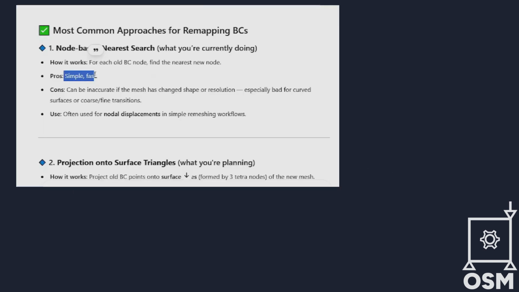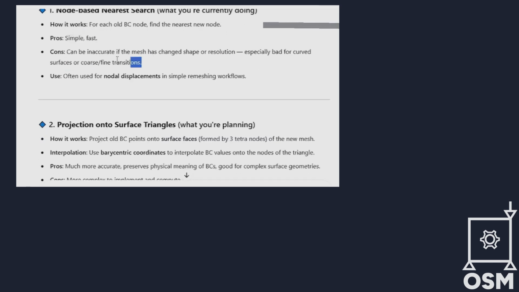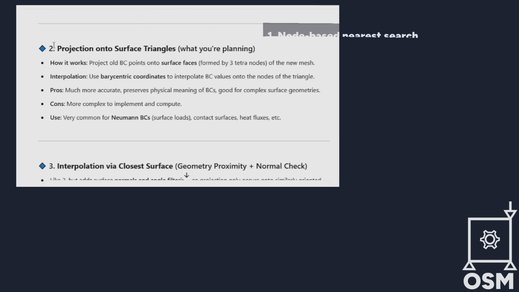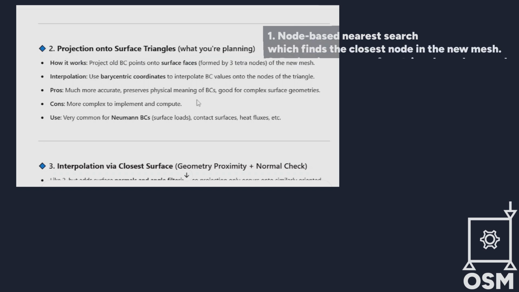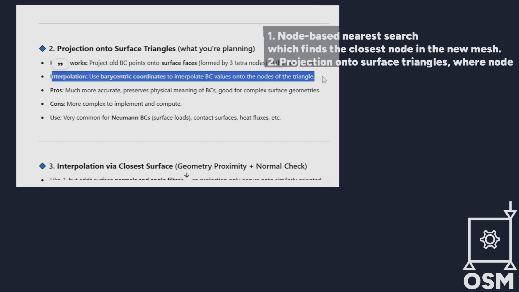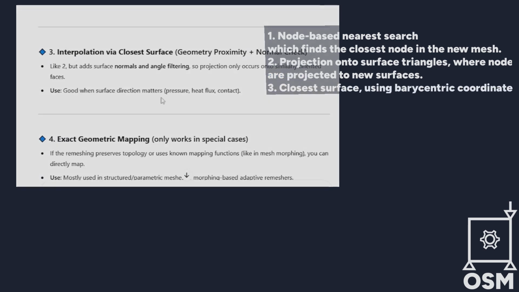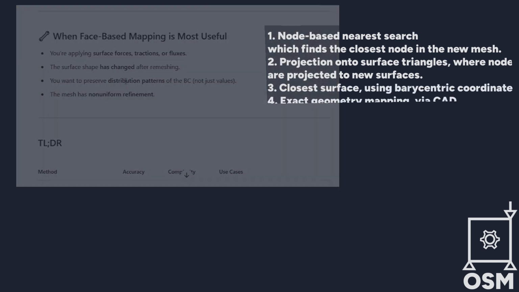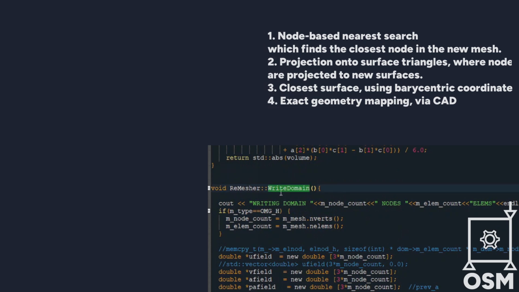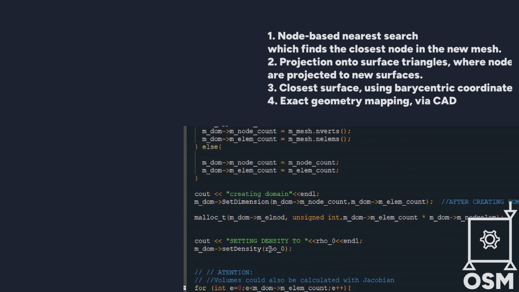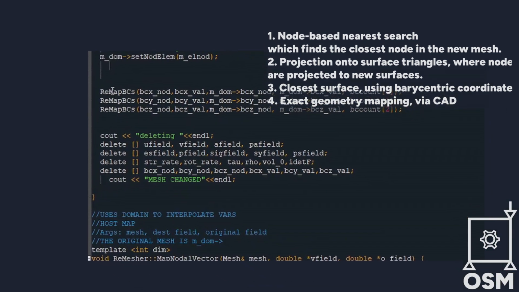When remeshing, there are four main ways to map boundary conditions. First, node-based nearest search, which finds the closest node in the new mesh. Second, projection onto surface triangles, where all nodes are projected onto the new surface geometry. Third, interpolation via closest surface, using barycentric coordinates for smoother mapping. And fourth, exact geometric mapping, which uses the CAD or analytic surface to transfer boundary data precisely.